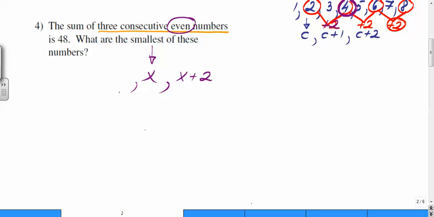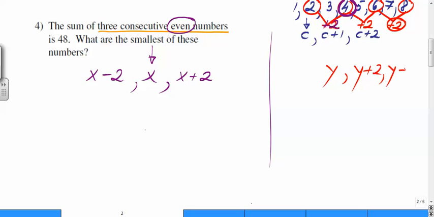So I will say if the middle number is x, the one that was right before x and even was x minus 2. Okay? So, you know, if any one of you will go with, let's say, using y, and you have y plus 2 and you have y plus 4, right?